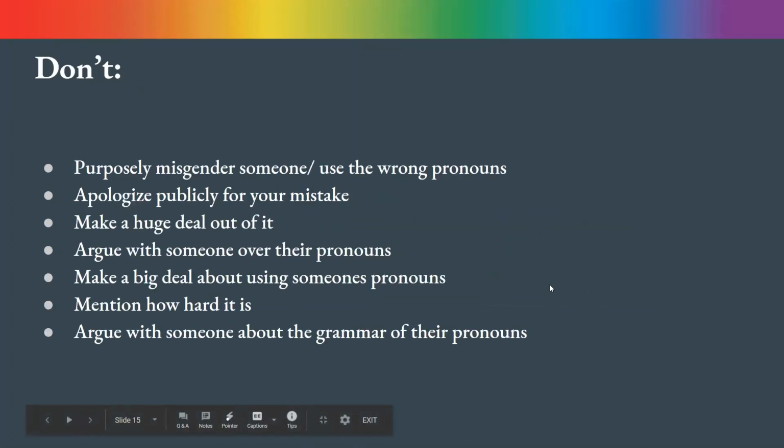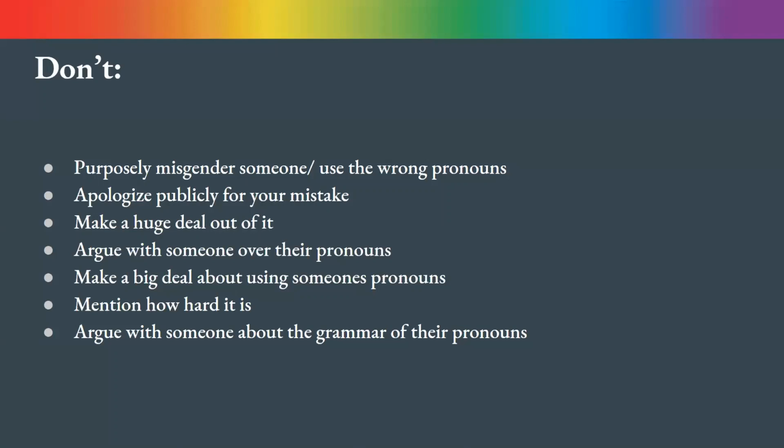So some do's and don'ts for pronouns. We'll start with the don'ts. Don't purposely misgender someone or use the wrong pronouns. That's considered pretty rude. You wouldn't do that for somebody you consider cisgender. If you think, this person should use she, her pronouns, and they do use she, her pronouns, you wouldn't purposely misgender them. Don't publicly apologize for your mistakes, and an apology is different than a correction.